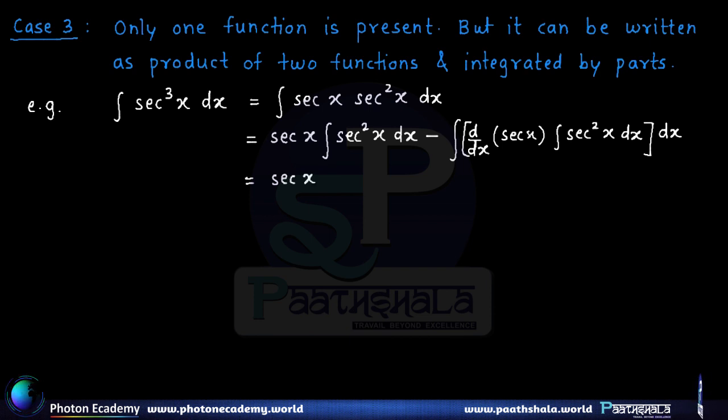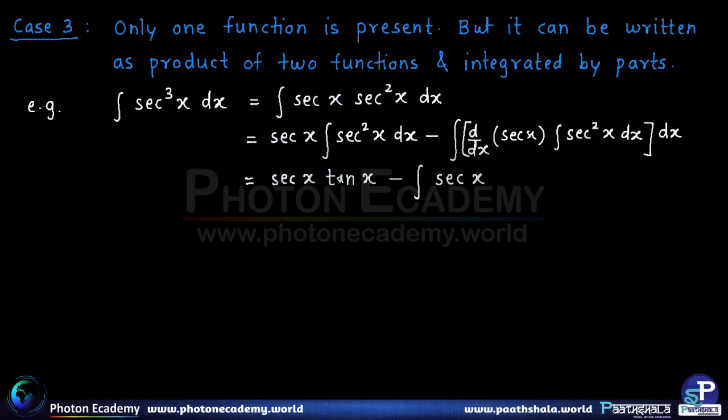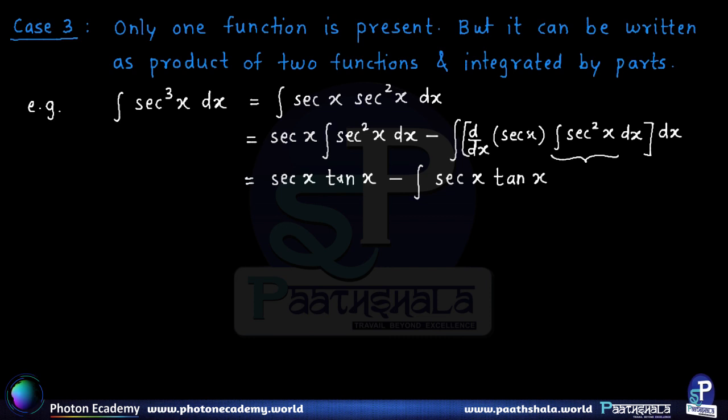So that further gives us sec x into integral of sec square x is tan x, so that is tan x minus integral of, now derivative of sec x is sec x tan x, isn't it? So we write sec x tan x, but we observe that the integral of sec square x is nothing but tan x as we have done in the previous term. So that tan x we can merge with the previous tan x and write it as tan square x, right?